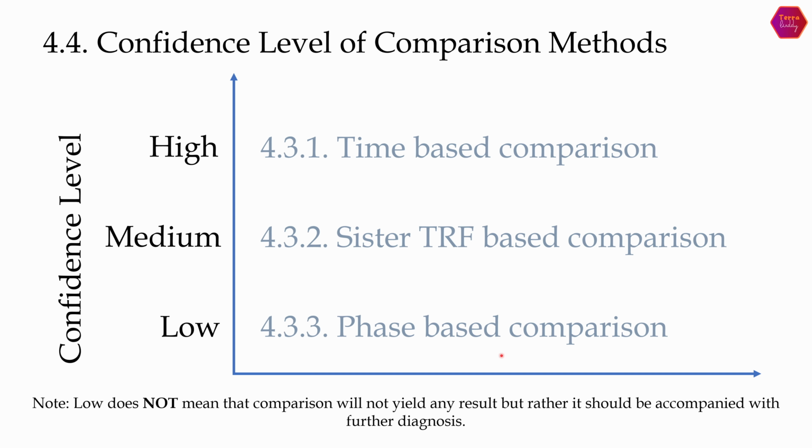In phase-based comparison, different phase curves of the same transformer are compared with each other. In this case, outer phase curves generally match with each other, but the inner phase curve is slightly different in the lower frequency region. That is why the confidence level here is low. Low here doesn't mean comparison will not yield any result, but rather the results will be accompanied with further diagnosis.